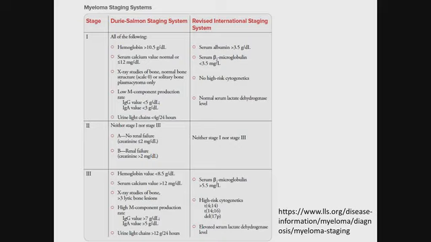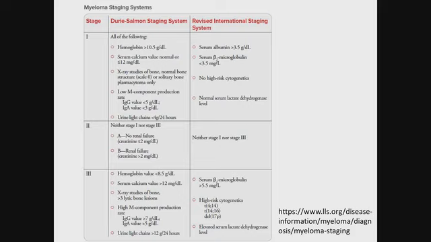So in the Durie-Salmon staging system, a patient who is in stage 1 is found to have a very low M component production rate. That's what I'm showing over here. And that really corresponds to the amount of disease activity as measured by their immunoglobulins. And since this is a blood cancer, that's a very good marker of what's going on with the patient. So this middle stage, which is neither stage 1 nor stage 3, is characterized by, well, I'm not going to talk about that.